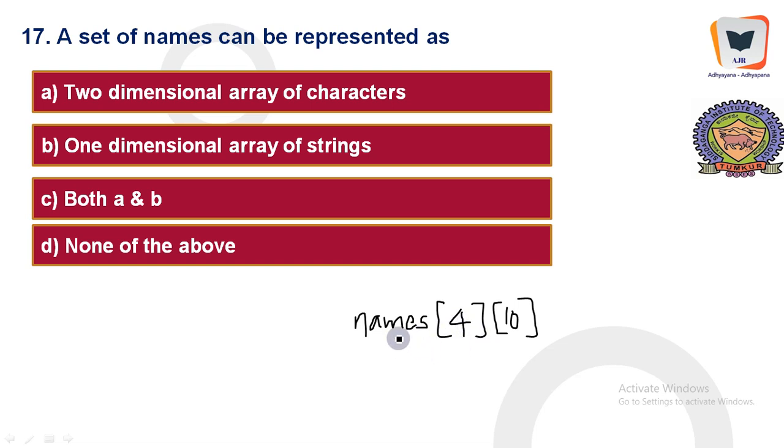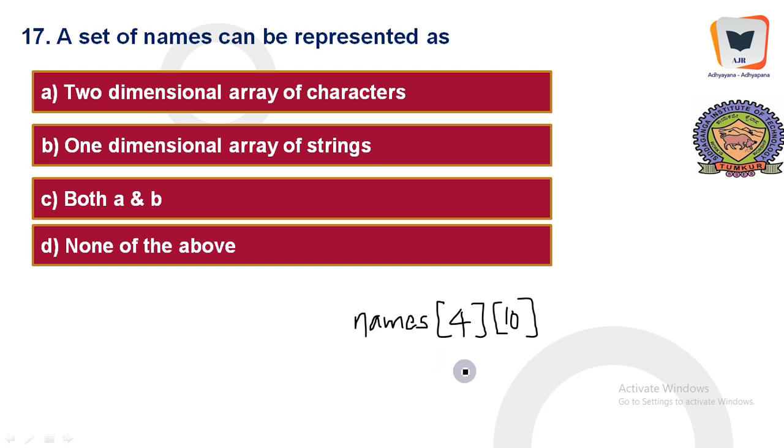Names[0], names[1], names[2], names[3]: 4 strings with the maximum number of characters equal to 10. That is the thing. Therefore, there is no concept of matrices. Therefore, it is an array of arrays. It can be a one-dimensional array of strings, or a two-dimensional array of characters.